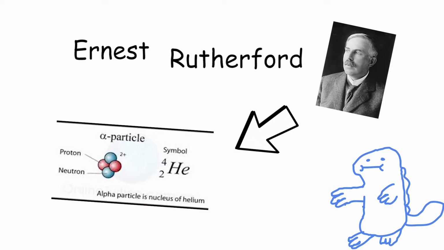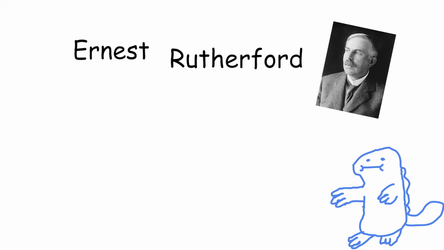Alpha particles are too tiny to be seen with a microscope, but Rutherford knew that alpha particles ionize air molecules, and if the air is within an electric field, the ions will produce an electric current. But let's find out how he actually did discover the nucleus.